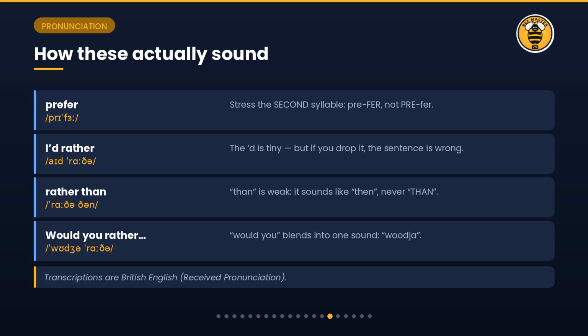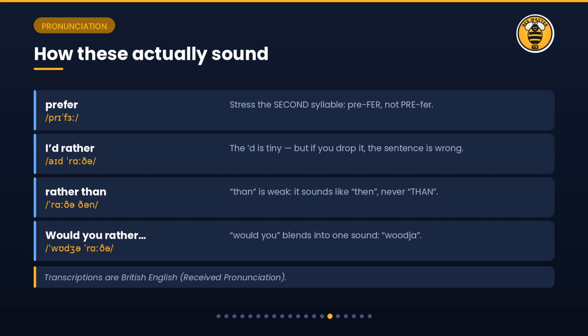A quick word on pronunciation, because these structures are full of small sounds that learners either miss or overdo. First, the verb prefer. The stress is on the second syllable, prefer, not prefer with the stress at the front. I prefer to. Second, the contraction, I'd rather. That D is very small and very fast, but you must produce it. Without it, the sentence is simply ungrammatical.